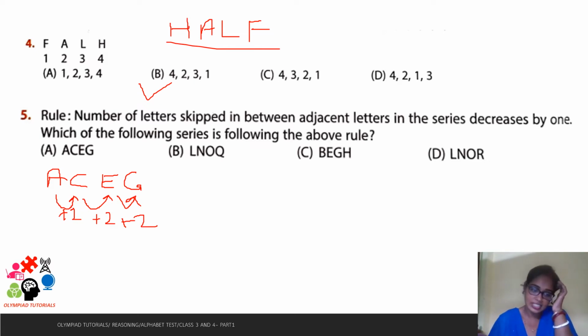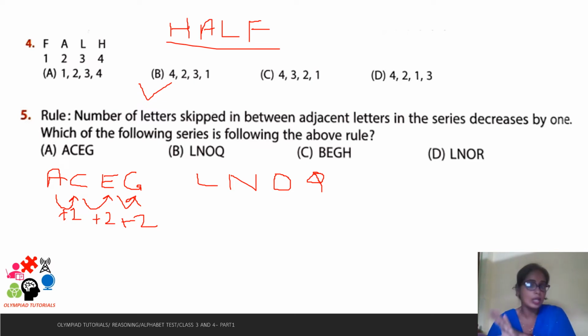Now let's check the second option. That is L, N, O, Q. Always make a habit of solving it on a rough page. Okay. When you are solving these kinds of questions, first of all, write the whole alphabet in order, A to Z, and then try to solve it. Then that will be easier for you.